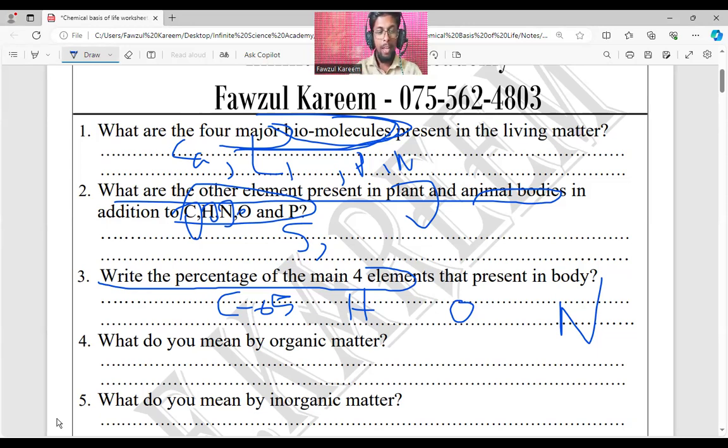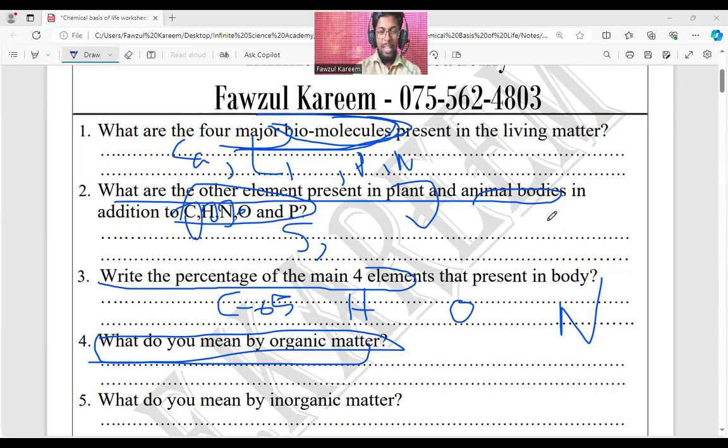Then, what do you mean by organic matter? I will select one of you. Rana Zainab, can you say, my dear, what do you mean by organic matter? Very good. Rashida Amani, very good. And can you say, my dear? And Rana Zainab, and Ashraf, Assalamu alaikum, my dear.